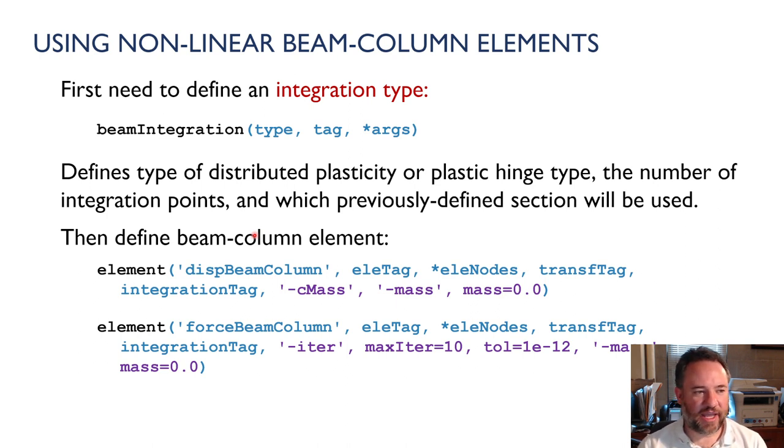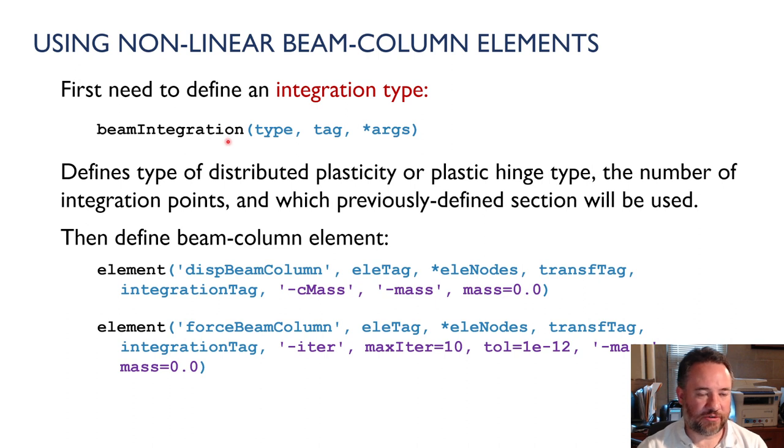That defines whether I'm doing distributed plasticity or whether I'm doing discrete plastic hinges, like with plastic hinge zones. It also defines how many integration points I want to use. That's all in the beam integration. So I define a beam integration, I give it a type, I give it a unique tag so I can refer to it when I define the element, and I provide it with the arguments that are necessary, which you'll see what they are.